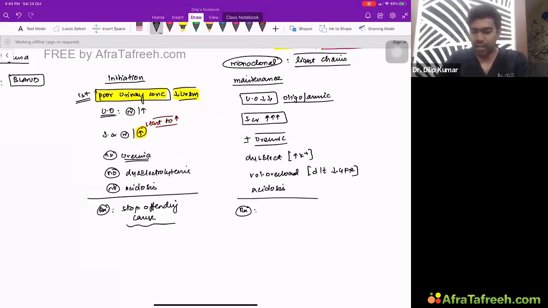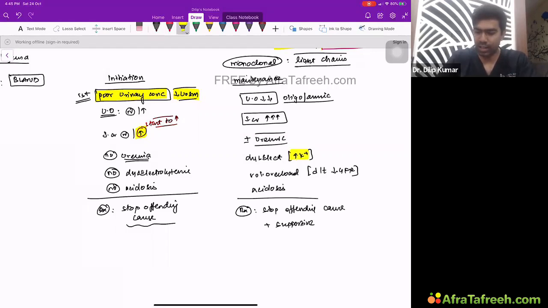You need to stop the offending cause at this point. Otherwise, the kidneys will become worse. Plus, you need to give some supportive treatment. Like, you can try correcting this hyperkalemia. You can try correcting this volume overload state by giving aggressive diuresis sometimes. I mean, not in all cases. Suppose the patient is due to increased reabsorption in prerenal and ATN because of decreased filtration.